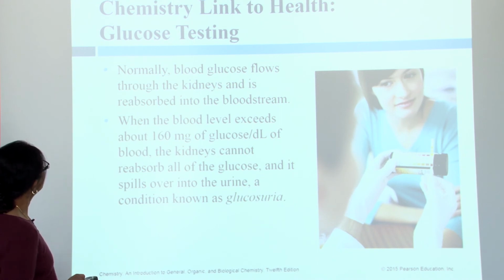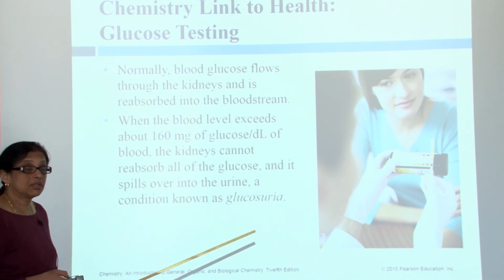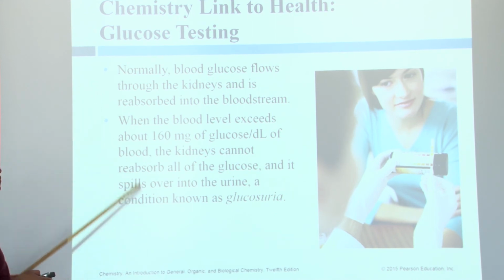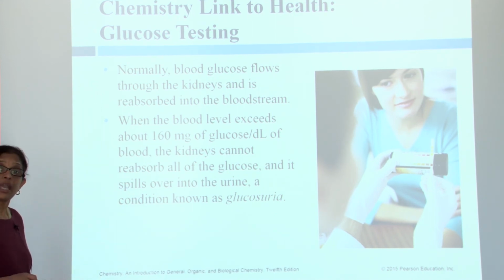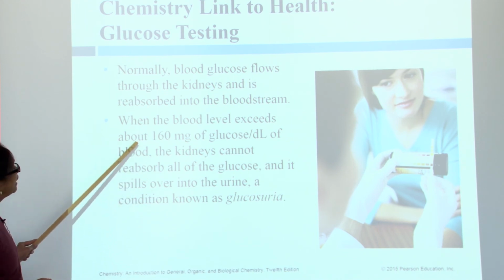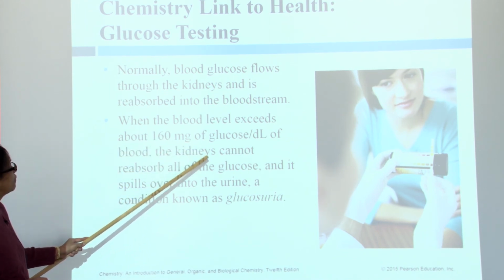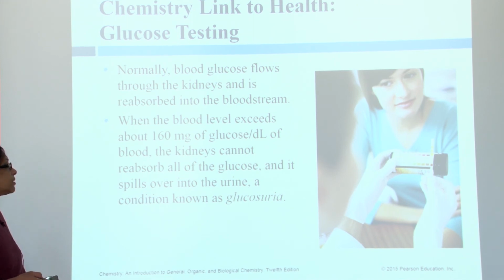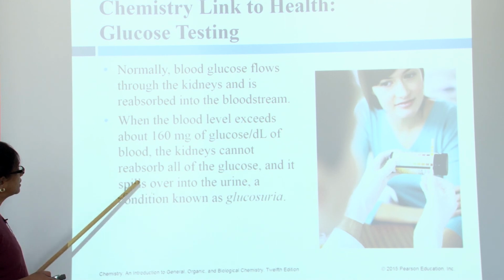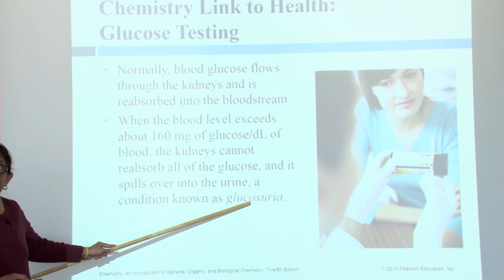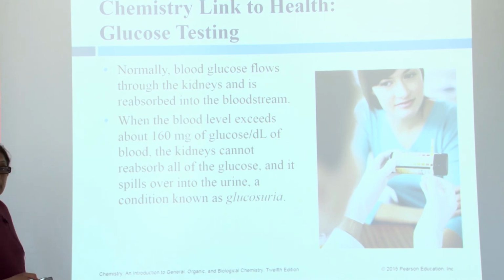Now this is again glucose testing. Normally, blood glucose flows through the kidneys and is reabsorbed into the bloodstream. When the blood level exceeds 160 milligrams of glucose, the kidneys cannot reabsorb all of the glucose, and it spills over into the urine and causes a condition, glucosuria.